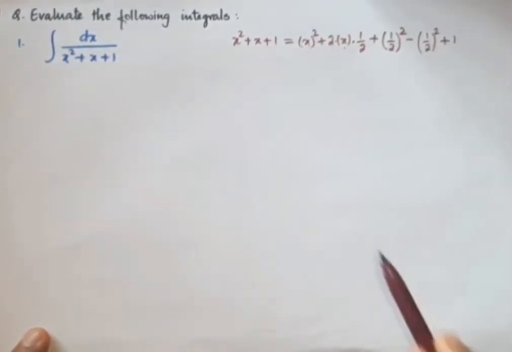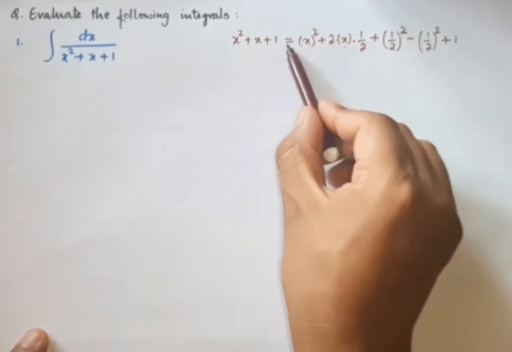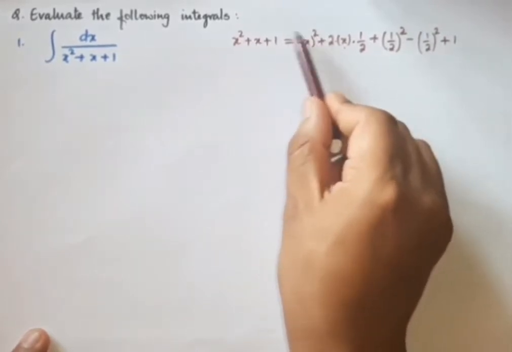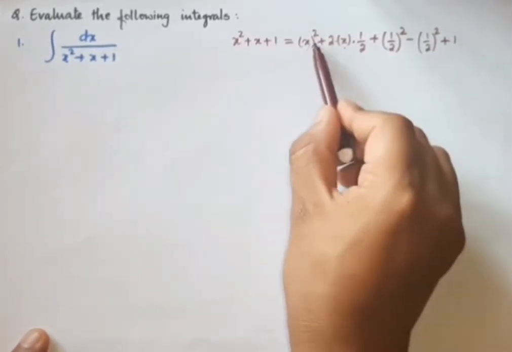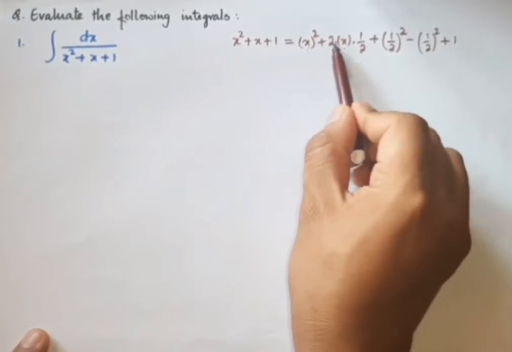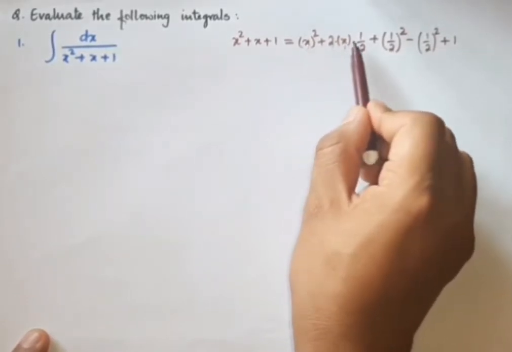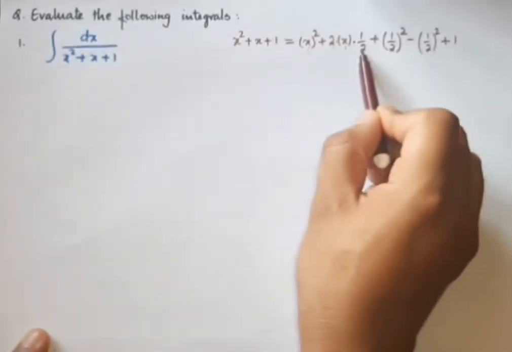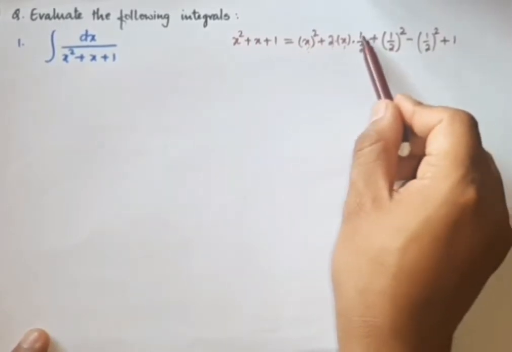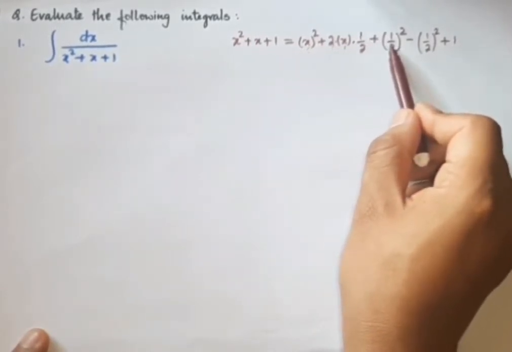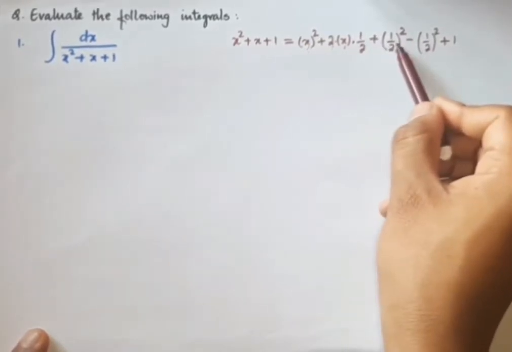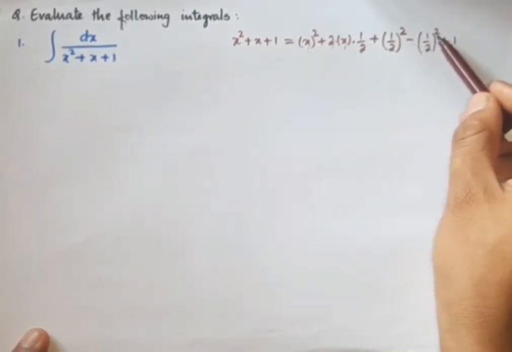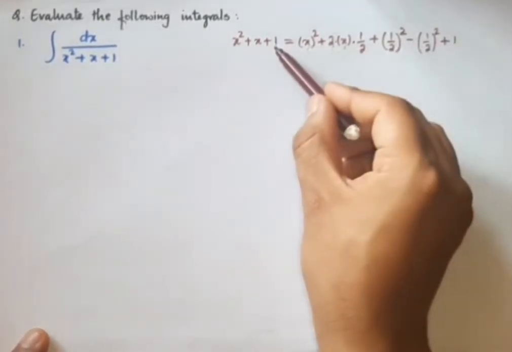Let me repeat once again. I need to write this in the form of (a plus b) whole square. This is my a squared, so a is equal to x. After a squared comes 2ab. Now 2 is written, a is x, and I have to choose b such that I get back this number. So the number has to be half, so I put half here. This is my b, so next is plus b squared, so I have written half squared. Now this half squared is extra, so I have subtracted half squared. Plus 1 is coming from this part.